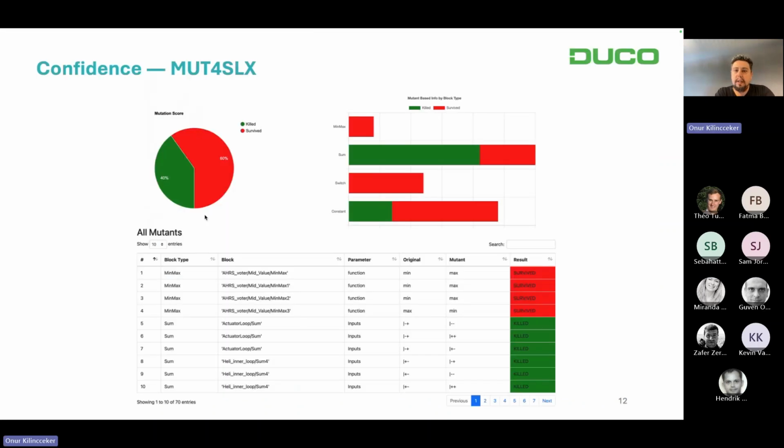And in this slide, you see a sample report which shows how the mutation score is represented with other complementary details. And here is the new thing, Duco added it to their software development lifecycle. They wanted to strengthen their test cases, therefore also calculate mutation coverage. And MUT4SLX was the confidence builder for their test cases and systems.